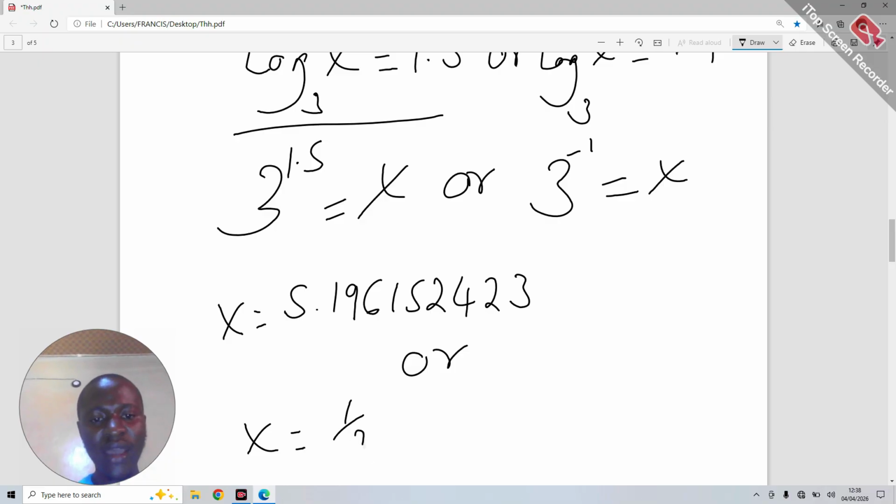By the way, if the value of x can be written in fraction form, then you'd rather leave your answer in fraction rather than decimal. So let me check if 3 power 1.5 can be written as a fraction. It's impossible, so you just leave your answer that way. So these two are our answers.